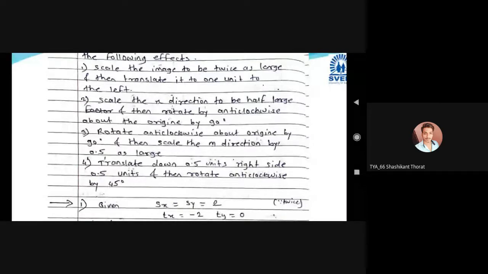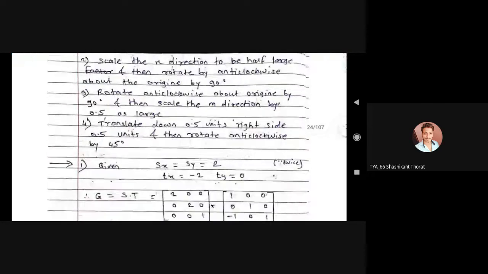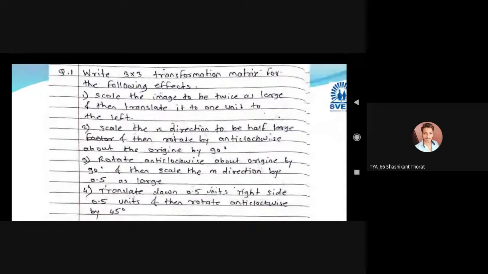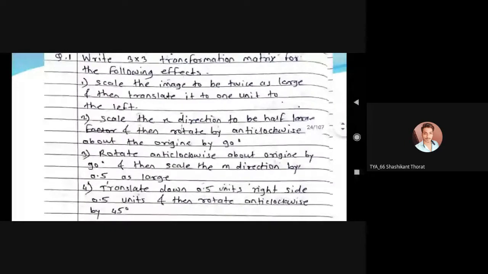Now again rotate anti-clockwise about the origin by 90 degrees and then scale the y direction by 0.5. That means rotate, then scale again. The last finding is translate down 0.5 unit. Translate is given: translate down 0.5 units, right-hand side 0.5 unit. That means x and y distance they have given, and then rotate anti-clockwise by 45. This problem is almost a 4, 8, 16, 20 marks problem, but they will not ask for a big problem.